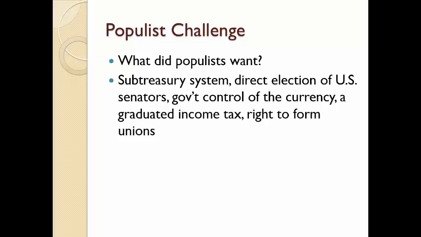And so looking at the list of demands that populists had, most of these actually come to pass. We do have direct election of U.S. senators. We pass a constitutional amendment that says the people shall have the right to vote on who they want to represent them in the U.S. Senate. We do have government control of the currency. We are no longer on the gold standard. We do have a graduated income tax. We do have the right to form unions. So a lot of the things that the populists are fighting for actually come to pass. Now, they may not come to pass while the populists are around, but they do eventually come to pass.